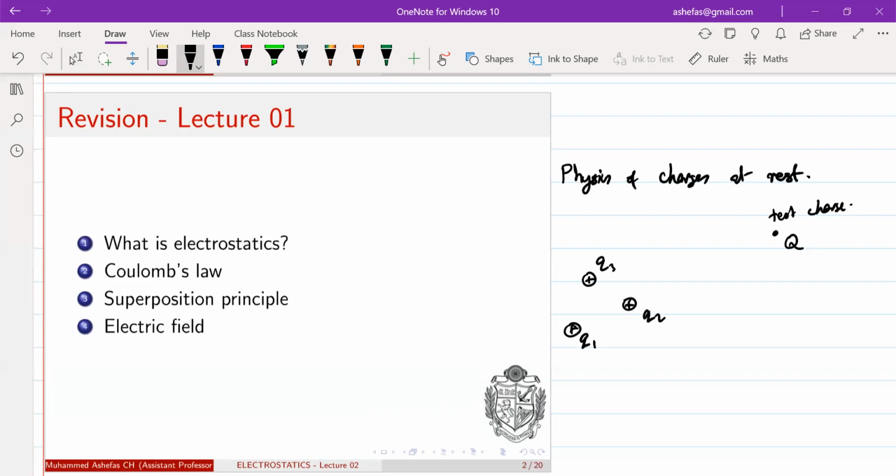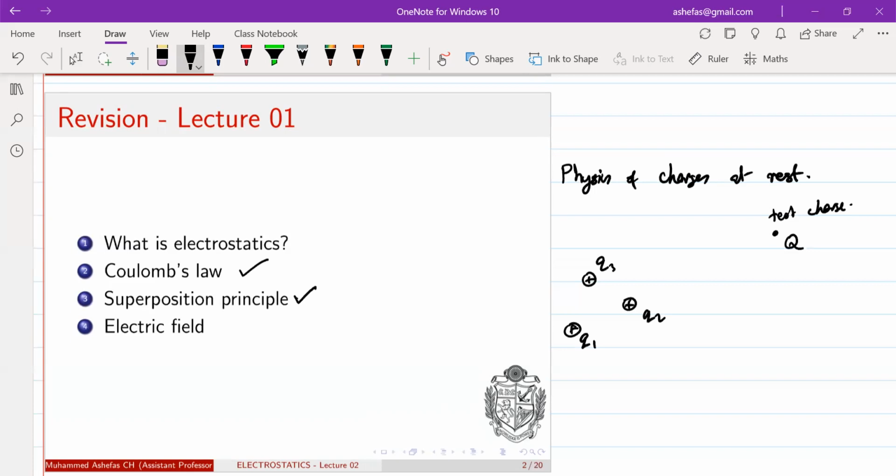If you have a system of charges at rest, then what would be the force exerted by it on some test charge at some distance from that source point? In order to know it, we have to know two things: Coulomb's law and the superposition principle. If you know these two, that means your electrostatics is complete.